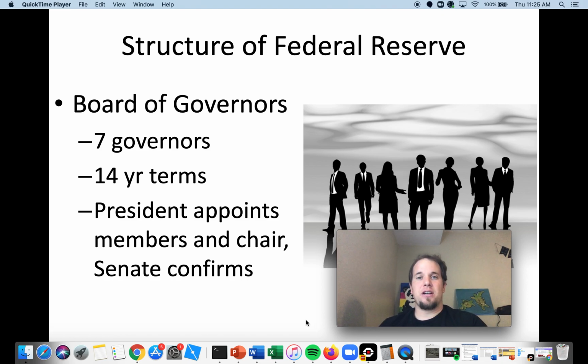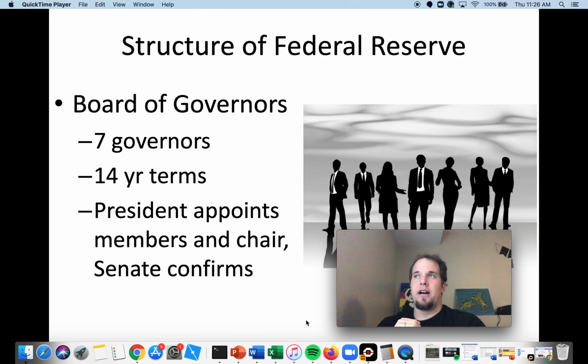These are not actually governors of states, so don't get that confused, but that's just a title they're given. We have 7 governors on the board. They can serve a 14-year term. Board of governors can only serve one term, 14 years.